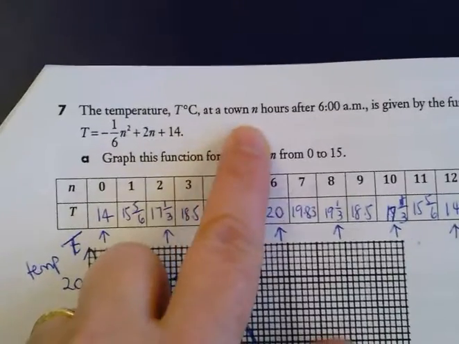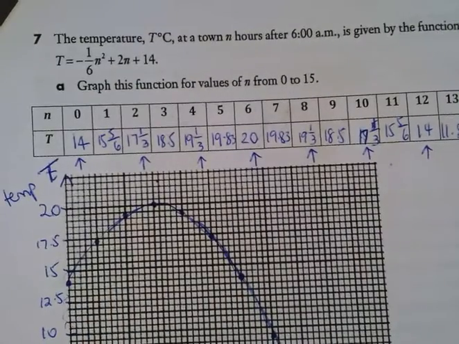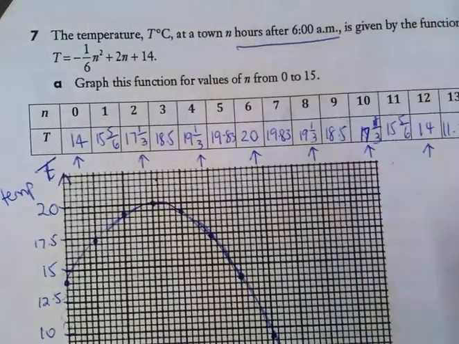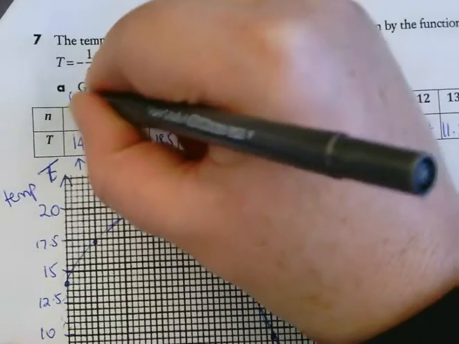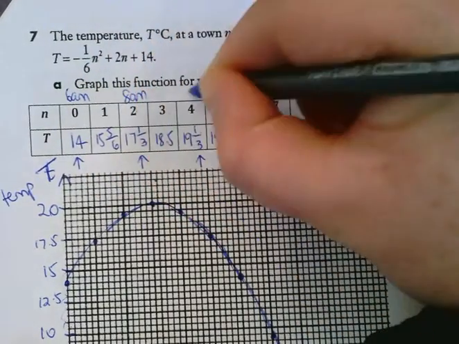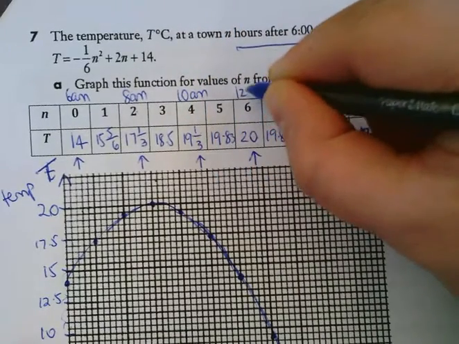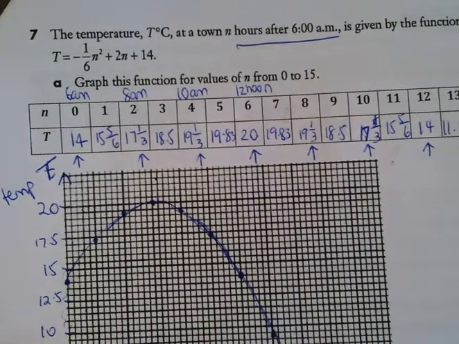The temperature T degrees at a town, n hours after 6 a.m. So 0 hours after 6 a.m. is 6 a.m. Time 0 represents 6 a.m. 2 hours after that is 8. And 4 hours after that is 10. And 6 hours after that is 12 noon. Do we get that idea?